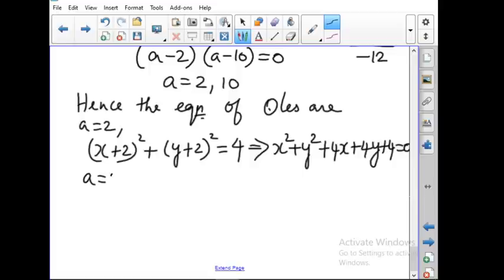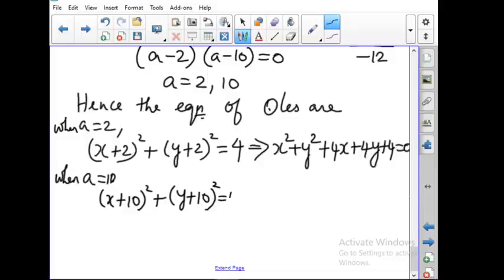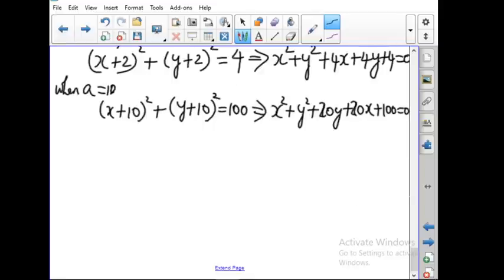Another one, when a equal to 10: (x plus 10) the whole square plus (y plus 10) the whole square is equal to, here 100 it will become. Now your equation will be x square plus y square plus 20x plus 20y plus 100 equal to 0. So we can get a is equal to 2 or a is equal to 10, and we can get two equations. So that is the required equation of the circles.